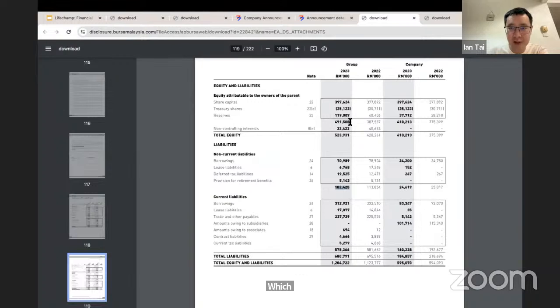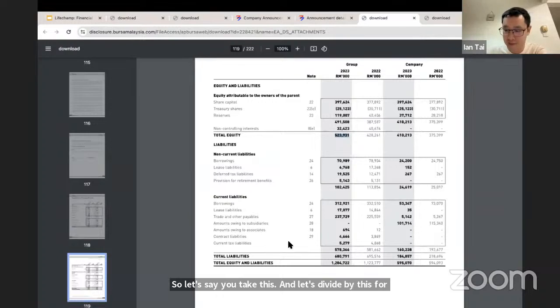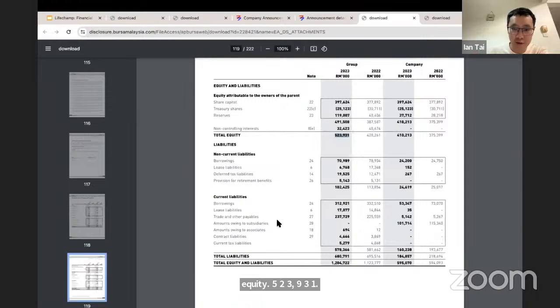So let's say you take this and divide by this for the time being. You should get roughly 102,425 divided by total equity 523,931. Then you should get a gearing ratio of 19.5%. So that is what I've gathered for Ncom. The gearing ratio is about 19.55%.